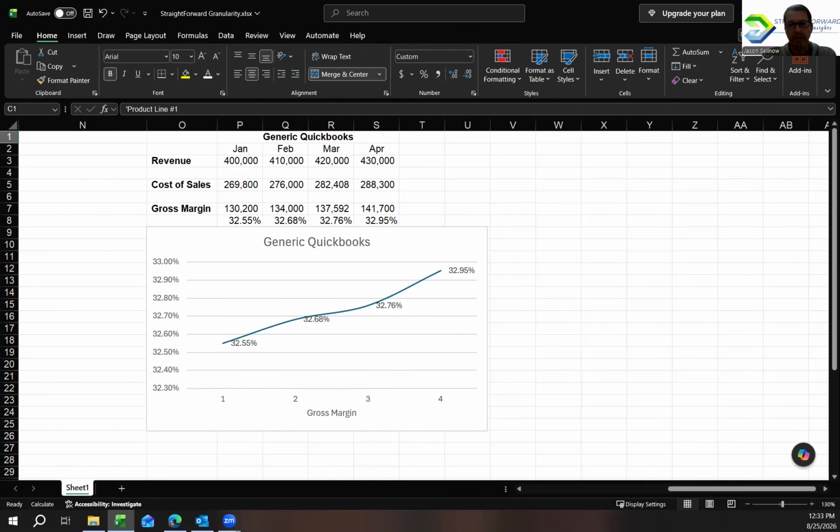Your P&L can be completely accurate and still hide a problem. That sounds strange, but it happens all the time. The issue isn't necessarily the accounting, it's the level of detail that you're looking at. So let me show you what I mean.